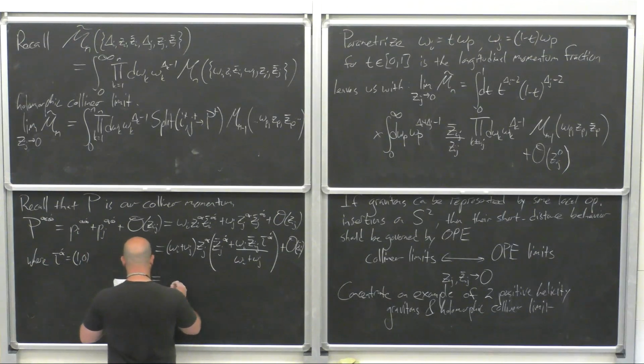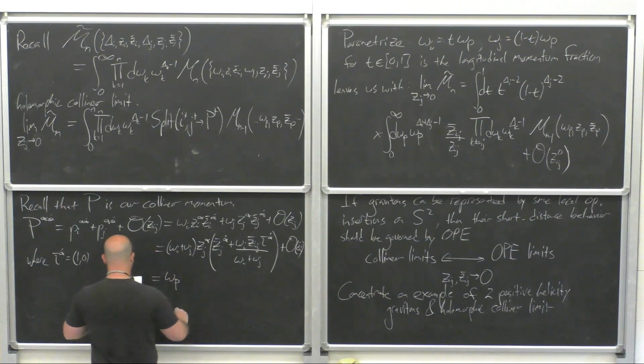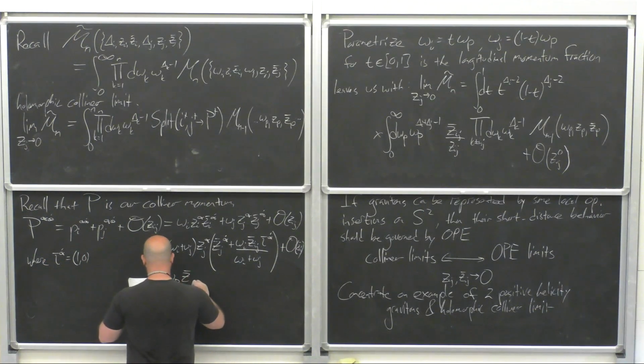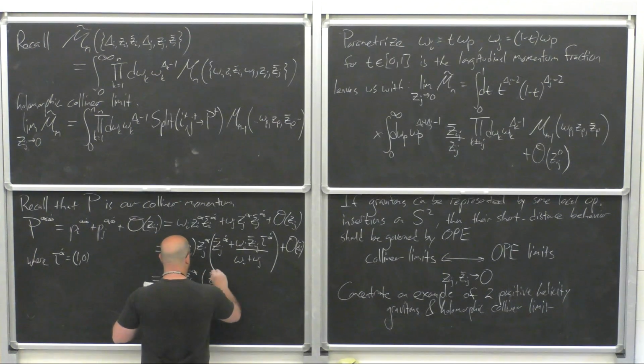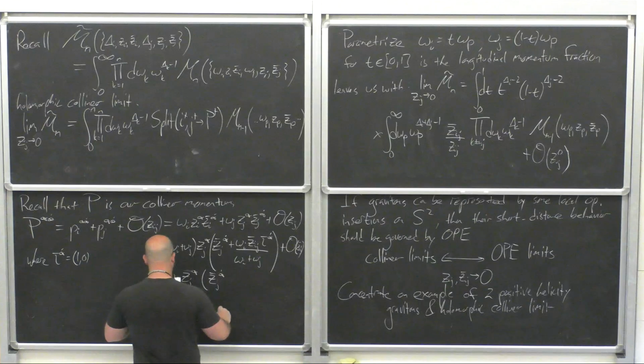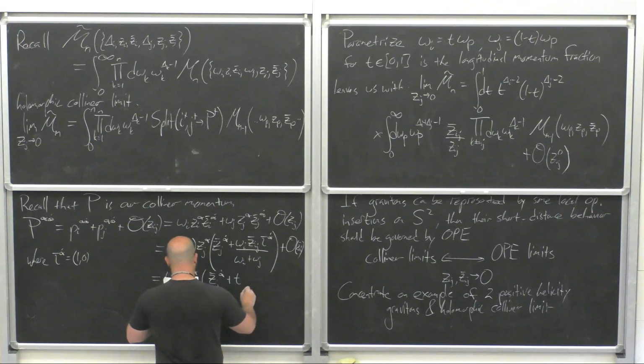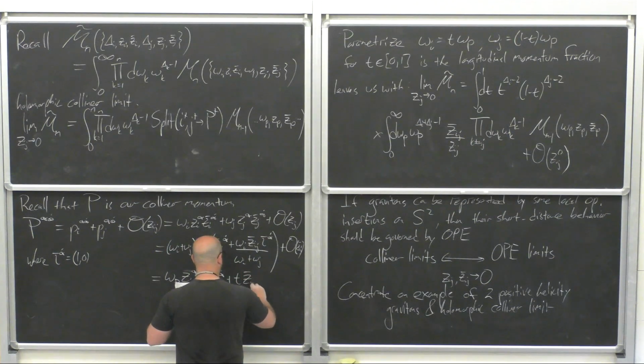And this is omega p times z_j alpha, z bar j alpha dot plus t, z bar ij iota bar alpha dot.